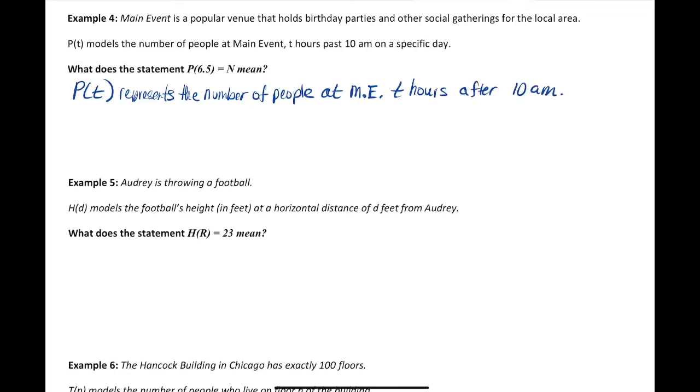All right, so P of T represents the number of people that are at main event, T hours after 10 a.m. So like P of 3 would be the number of people that were at main event at, I don't know, 1 p.m. P of 1 would be the number of people that are at main event at 11 a.m. Something like that.